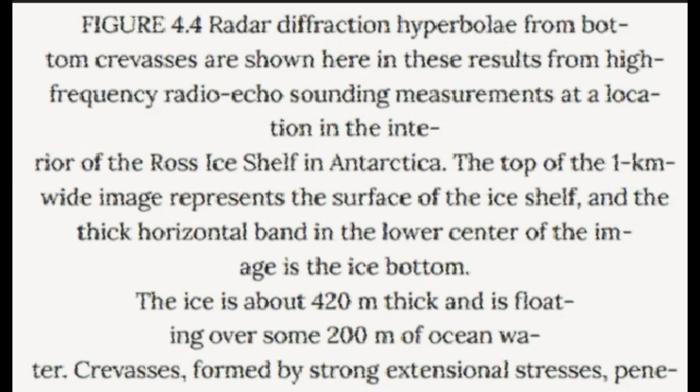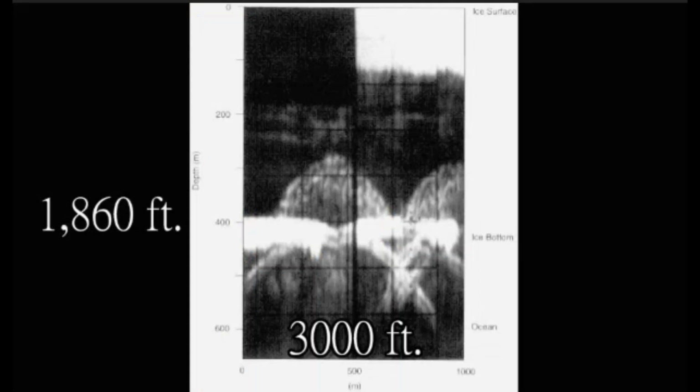It says the top of the 1 kilometer wide image represents the surface of the ice shelf, and the thick horizontal band in the lower center of the image is the ice bottom. The ice is about 420 meters thick and is floating over 200 meters of ocean water. So when I convert it over to feet, from the top of the ice shelf to the ocean floor is 1,860 feet, and 3,000 feet represents the width across this image.